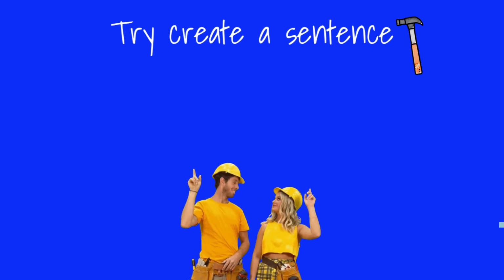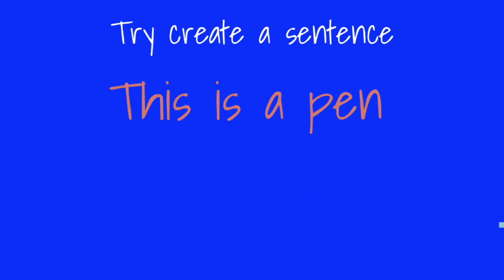Let's start and build some sentences. How to say this is a pen. Pen is قلم. This is هذا قلم. This is a pen.